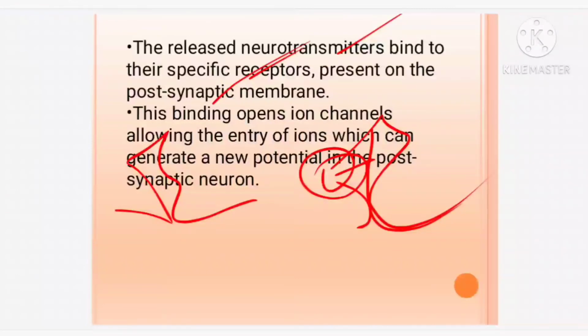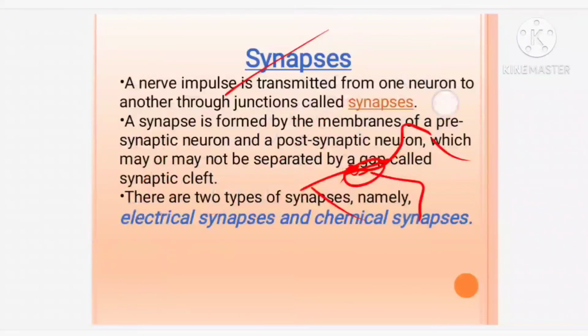Okay. So how many synapses are possible? There are two synapses. What are they? Electric and chemical. In electric, like electricity, the message is getting transferred. In chemical, you can find the message is transferred just like what? A chemical is released, and this chemical is acting as a stimulus for the next neuron, that is postsynaptic neuron.